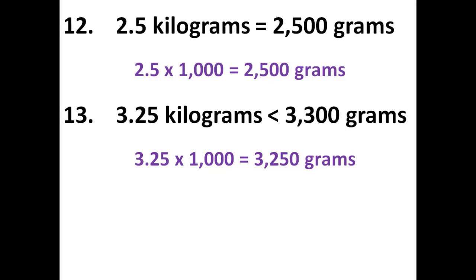3.25 multiplied by 1000 equals to 3,250 grams. Now we can say that 3.25 kilograms is lesser than 3,300 grams.